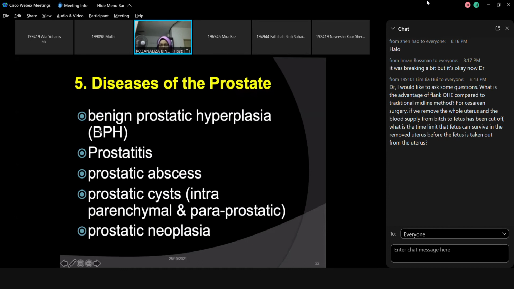BPH is easy. Benign prostatic hyperplasia is easy to manage. However, prostatic abscess, cyst, and neoplasia, they are very radical, very difficult to manage. Okay, and I have more failures in managing prostatic issues compared to other systems.